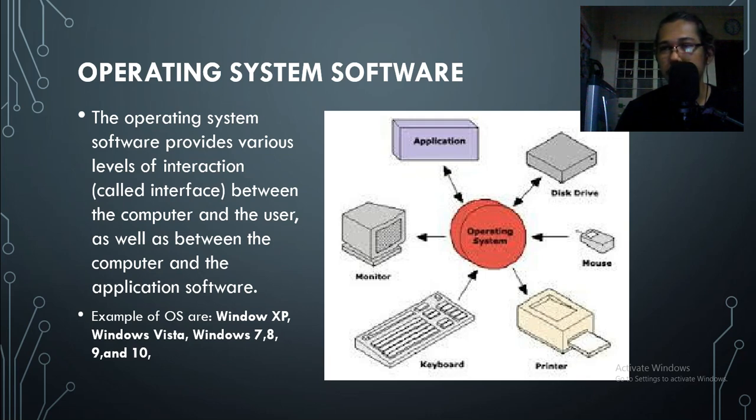For example, halimbawa, ang operating system mo ay Windows 7. Pero ang dinownload mong application is AutoCAD 2000 CC pa yon. So, pag-install mo doon sa computer, automatically magkakaroon ng alert yung computer mo. Sasabihin niya, the software is not applicable to your operating system. Anong ibig sabihin nun?